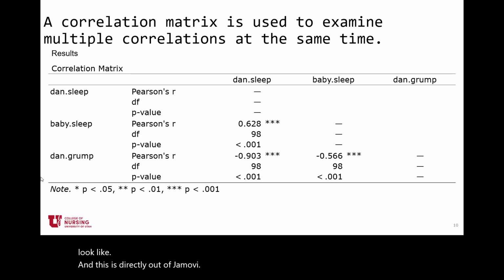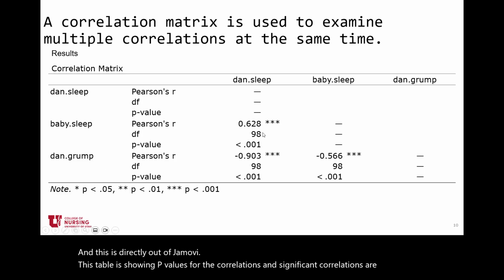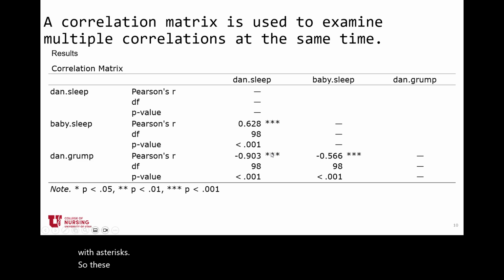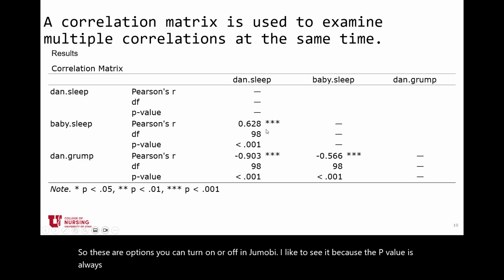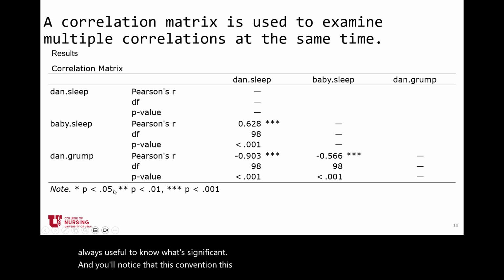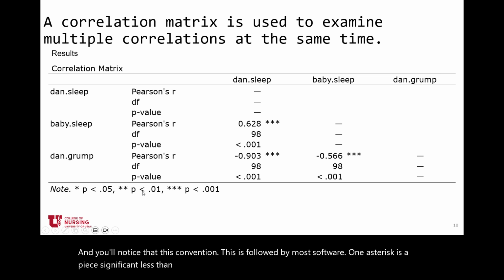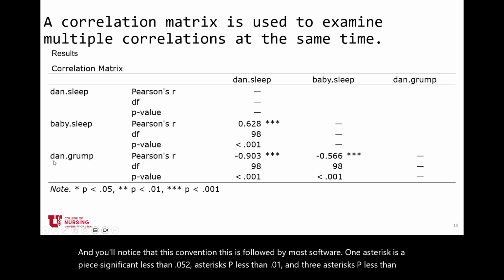This table is showing p-values for the correlations, and significant correlations are indicated with asterisks. So these are options you can turn on or off in Jamovi. I like to see it because the p-value is always useful to know what's significant. And you'll notice that this convention is followed by most software. One asterisk is p less than 0.05, two asterisks p less than 0.01, and three asterisks p less than 0.001. That's pretty common.